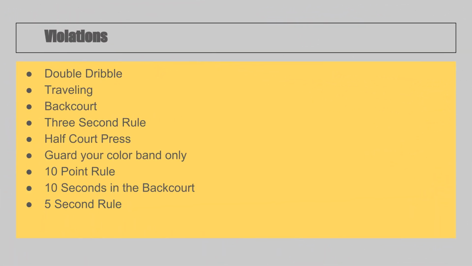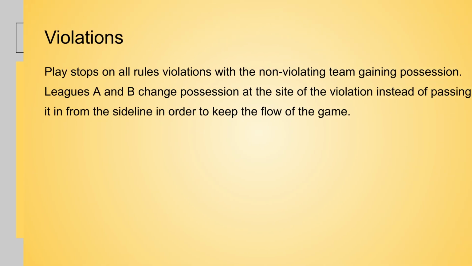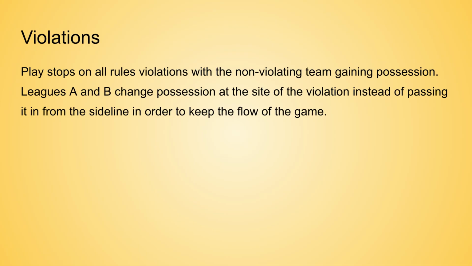Violations include double dribble, traveling, backcourt, 3-second rule, half-court press, guard your color band only, 10-point rule, 10 seconds in the backcourt, and the 5-second rule. Play stops on all rules violations, and the non-violating team gains possession. In Leagues A and B, possession changes at the violation site to maintain game flow.